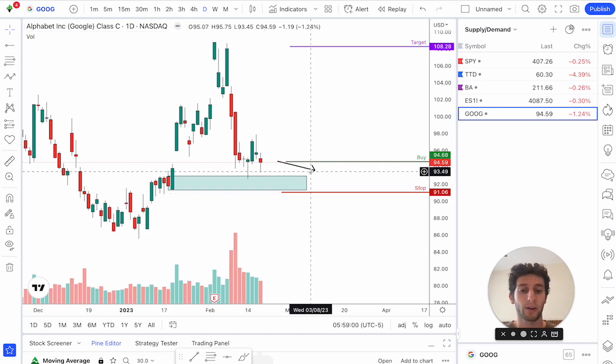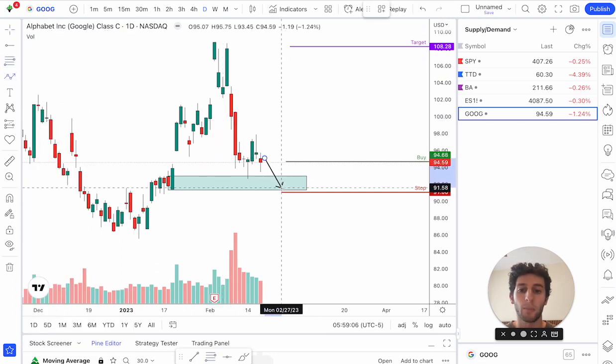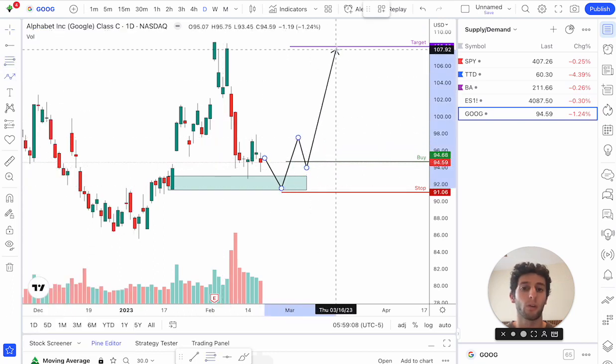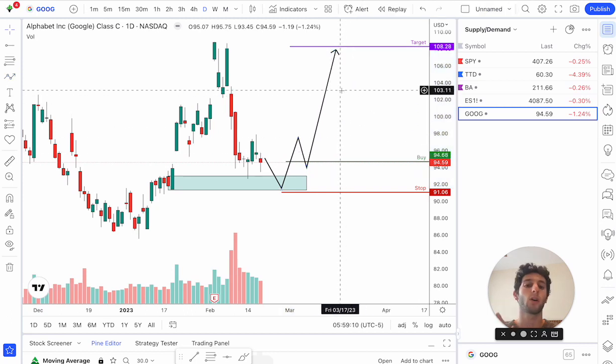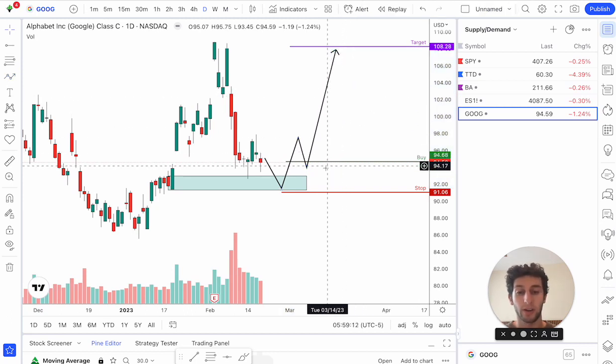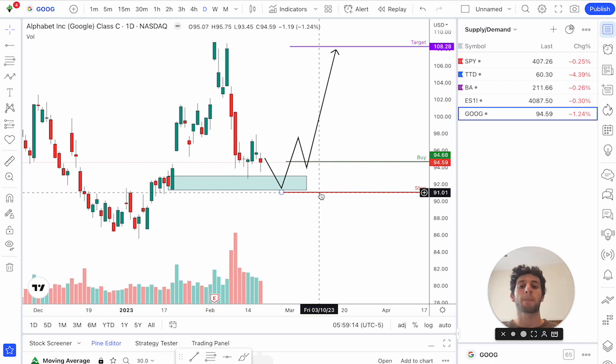So as long as price is able to stay above this 91 price level, just like this, it can come all the way down here. It can go all the way up here, all the way up here, down more, down. It can go whatever it wants, but as long as price stays above this level, you're going to make money. Okay, that's why I love credit spreads.